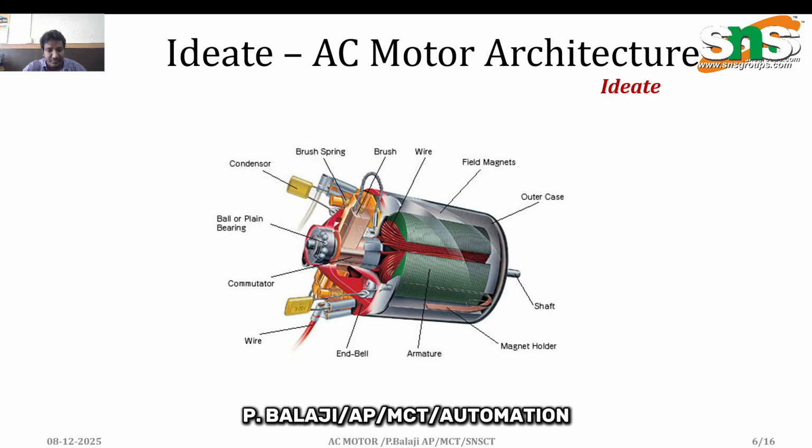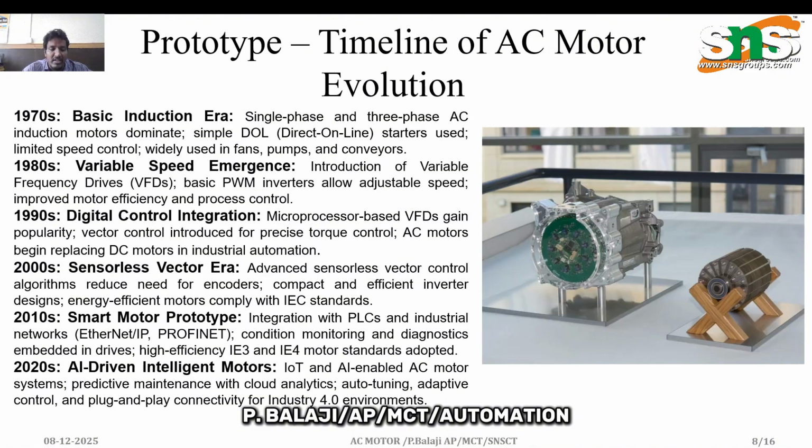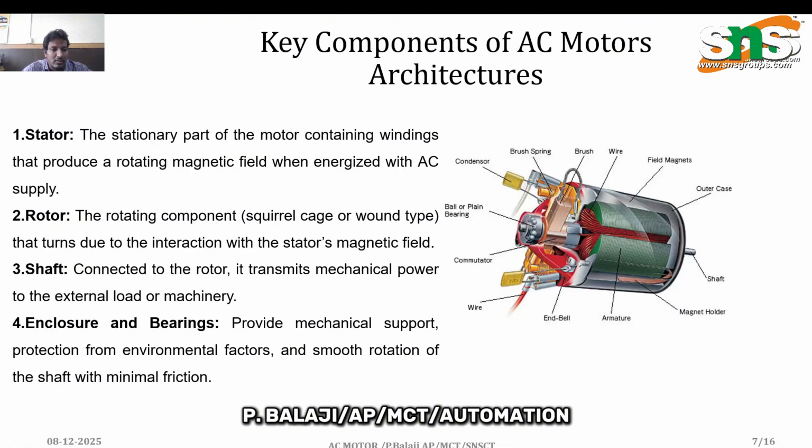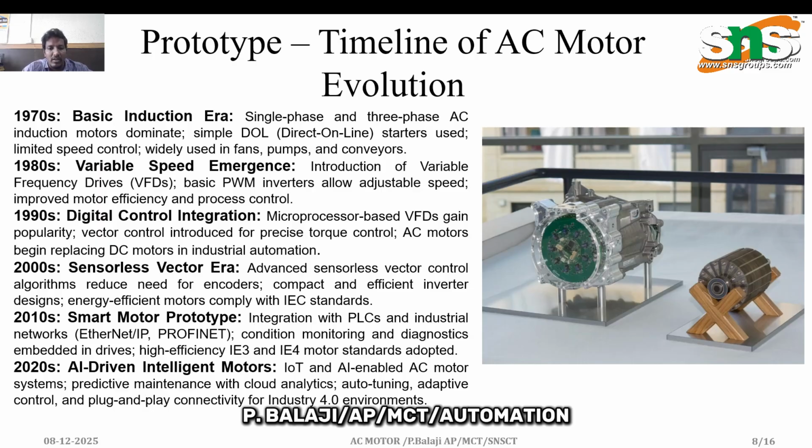In the prototype stage, we have a timeline of how it evolved from the 1970s and 80s. In the 1970s, people used induction motors for fixed speeds. In the 1980s, VFDs were introduced, enabling variable speed control. In the 1990s, digital control and vector control techniques improved precision control. In the 2010s and 2020s, people use IoT-based control of AC motor systems, and many kinds of IoT-based systems are used.